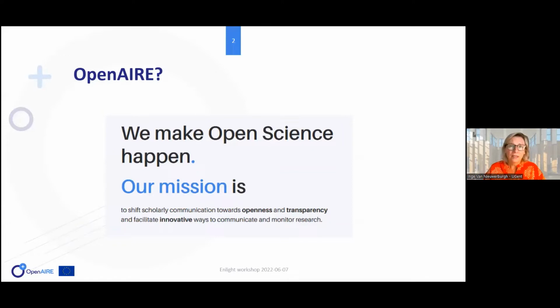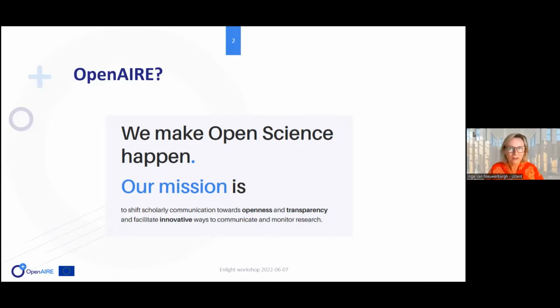Now, first of all, what is OpenAIRE? Who is OpenAIRE? OpenAIRE is a membership organization. We make open science happen. That is what we want to do. And our mission is to shift scholarly communication towards openness and transparency and facilitate innovative ways to communicate and monitor research. Now, the focus in OpenAIRE is on scholarly communication in the broadest sense.